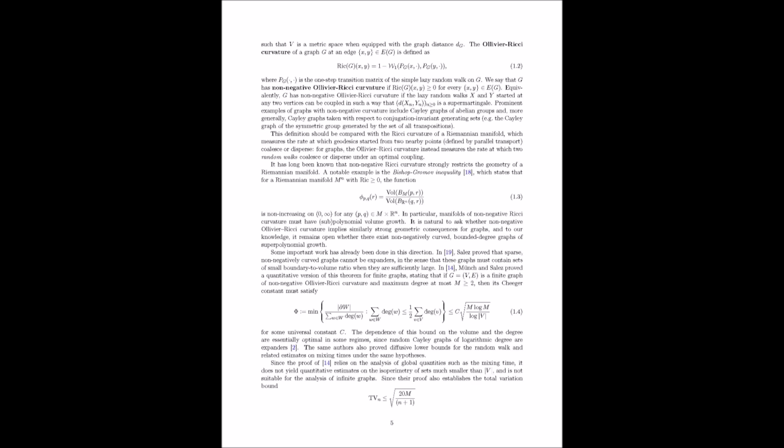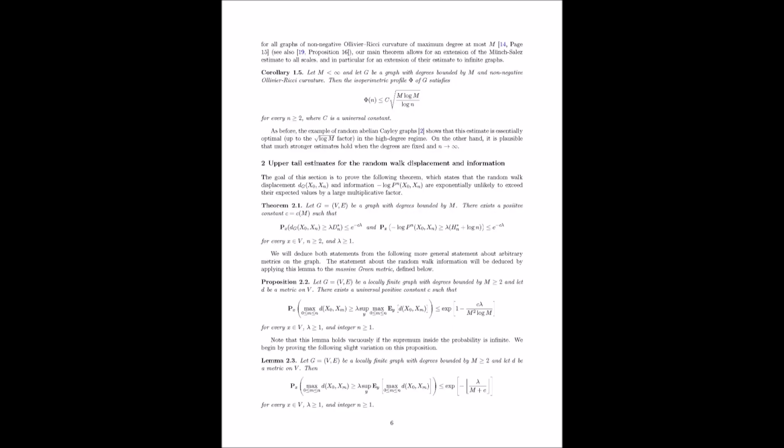So imagine you have two random walks that are starting at neighboring vertices. If the curvature is positive, they tend to drift apart as they wander. And if it's negative, they tend to converge. That reminds me of something.